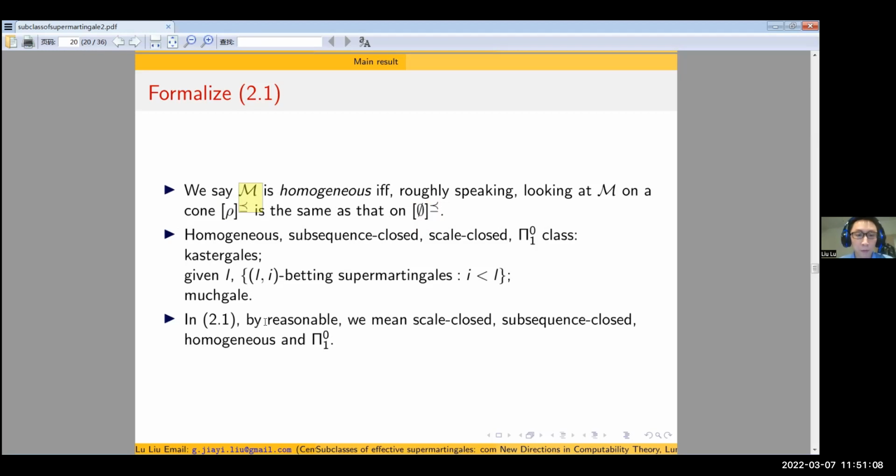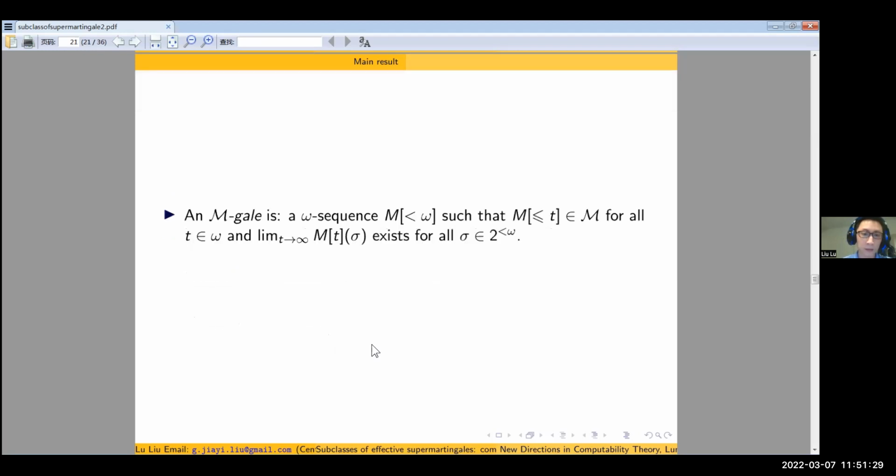So by reasonable, we just mean scale closed, subsequence closed, homogeneous, and Pi^0_1. It turns out actually these martingales can also be seen as a Pi^0_1 class, and so forth, and also this Mushkill. So for any class big M of supermartingale approximation sequences, we can define this so-called M-gil, which is simply an omega sequence so that every prefix is a member of this big M, and for every sigma, the pointwise limit exists.